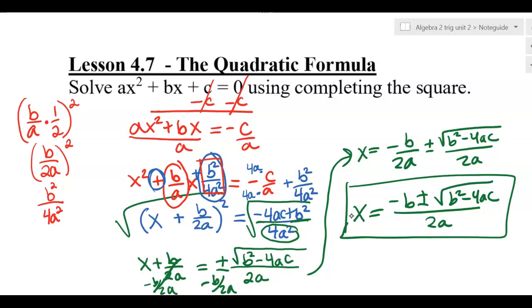Those of you that started the homework, did you get sick of completing the square? No. Okay, no. Noelle likes completing the square, just so you guys know. I'm with her, but not everybody falls into that same category.